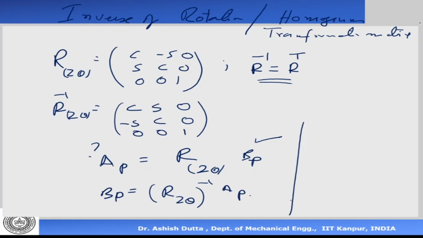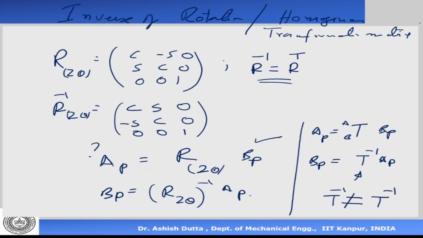Similarly, in the case of the homogeneous transformation matrix, we are giving you AP is equal to the matrix T, A to B, into BP. I can ask you to find BP, and this will become T inverse into AP. Please note that this inverse is not equal to transpose. Please note this carefully. In the case of rotation matrix, it is equal. For the homogeneous transformation matrix, they are not equal. The inverse is not the transpose.